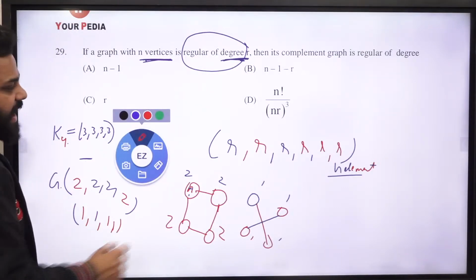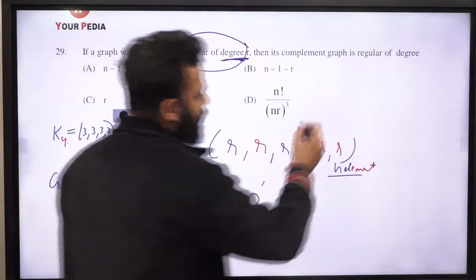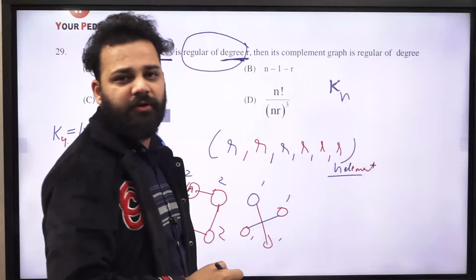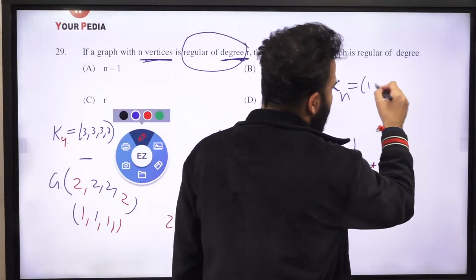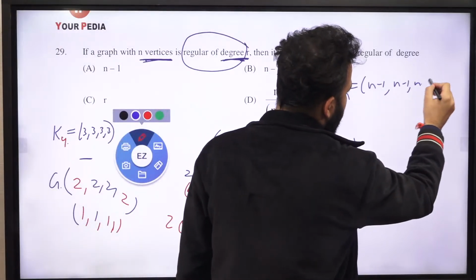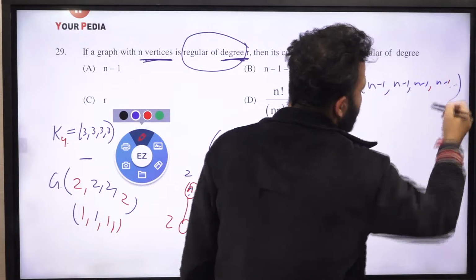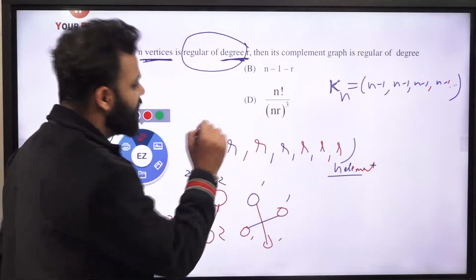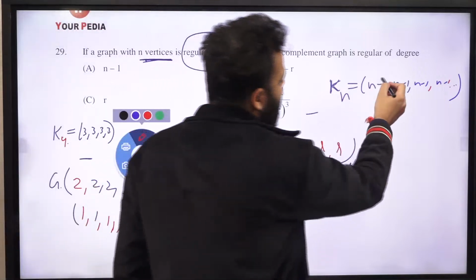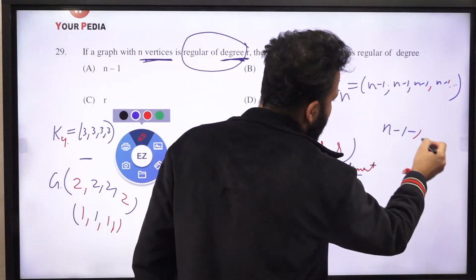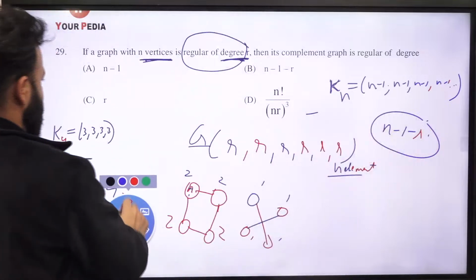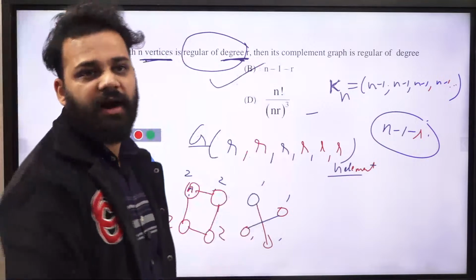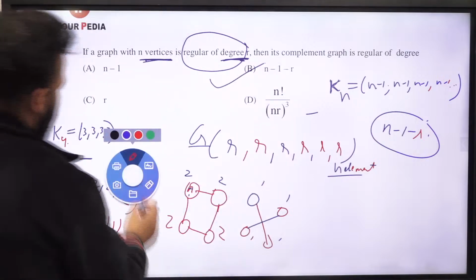So if we have an n element graph, the complete graph will be called Kn, and everyone will have degree n minus 1, which is the maximum degree possible. If you subtract the given graph from this, every element will have degree n minus 1 minus r. So I guess the option is n minus 1 minus r, option B will be our correct answer. Now let's move on to the next question.